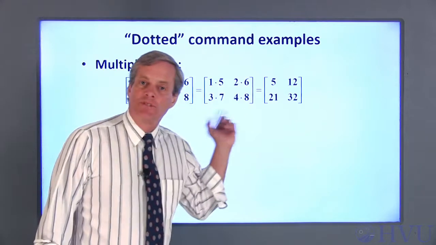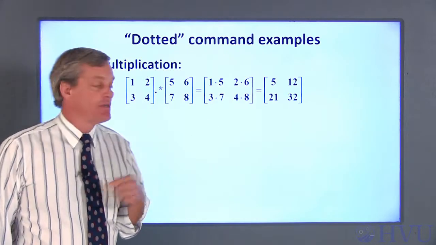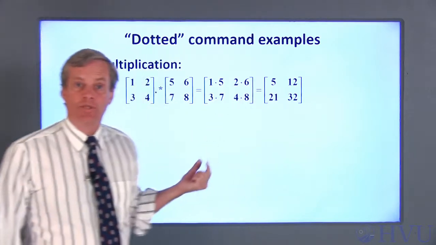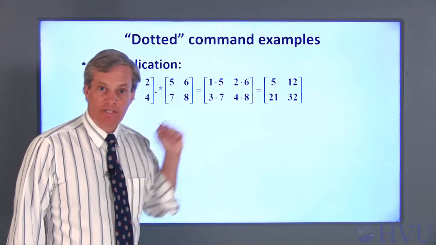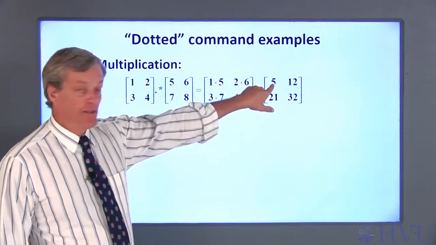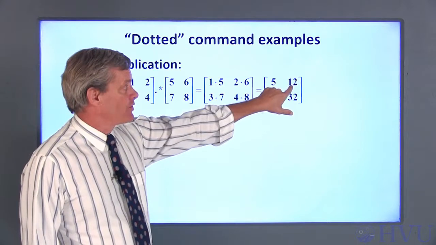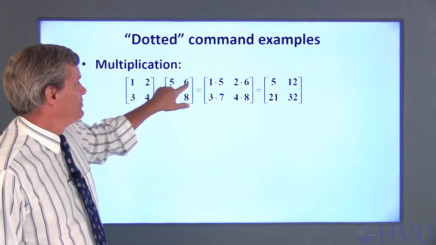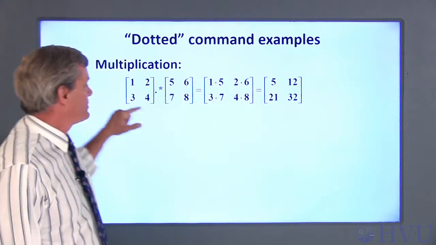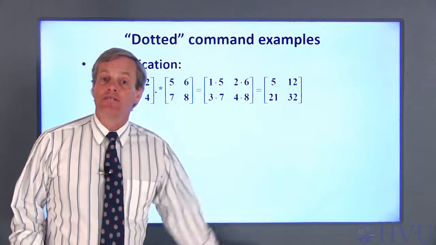First, let's look at multiplying two arrays using dot times. The result is simply the multiplication of the corresponding elements of the two arrays. So the element in the first row and the first column is the product of 1 and 5. First row, second column is the product of 2 and 6. Second row, first column is 3 times 7, and so on.